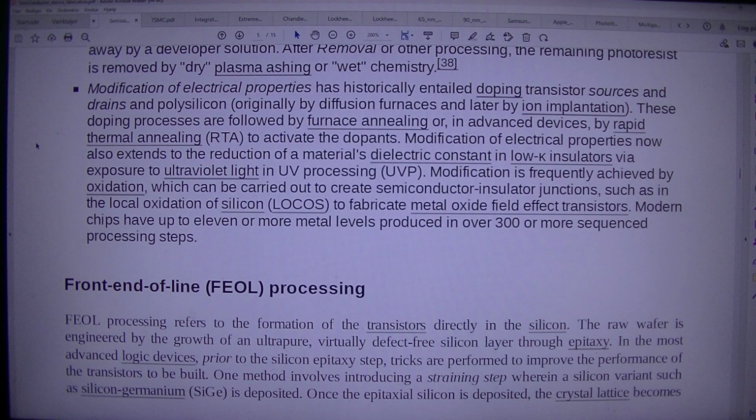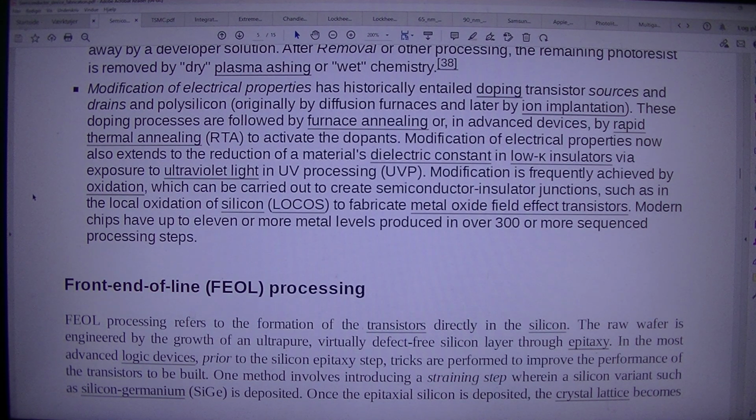Modification is frequently achieved by oxidation, which can be carried out to create semiconductor-insulator junctions, such as in local oxidation of silicon, LOCOS, to fabricate metal oxide field effect transistors. Modern chips have up to 11 or more metal levels produced in over 300 or more sequenced processing steps.